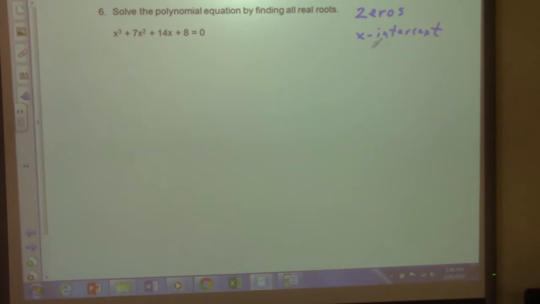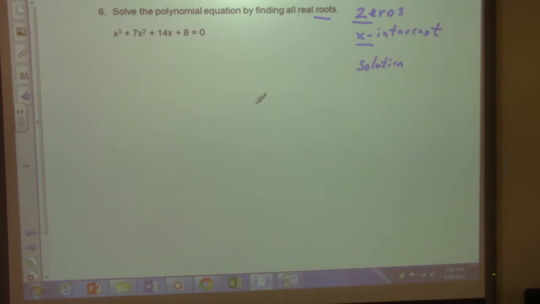Now there's one other word that's not exactly the same as these three, but is very similar and related to it. I'll tell you what it is. It's called a solution. And basically the distinction is this, that if you have one side of the equation equal to 0, then the zeros, x-intercepts, and roots are also solutions to that. Okay, so those four words are related.